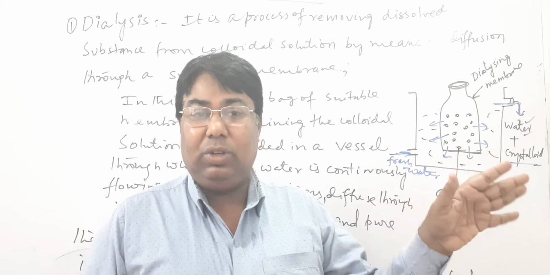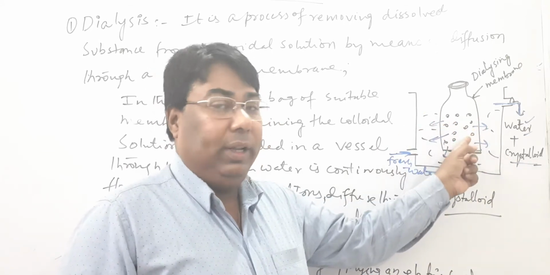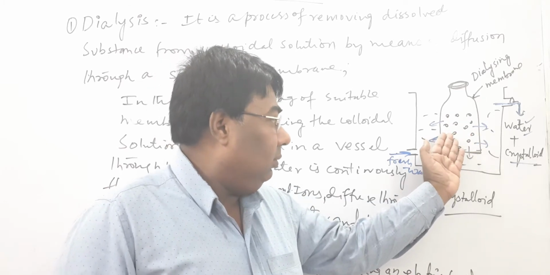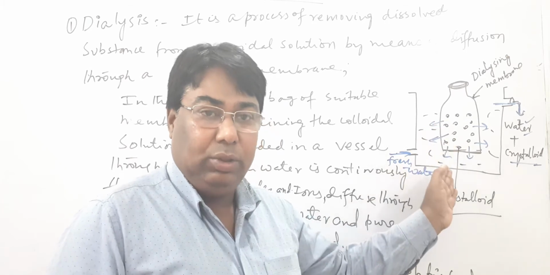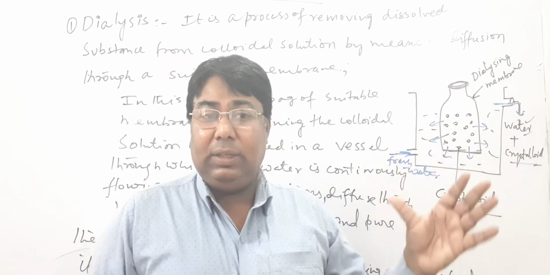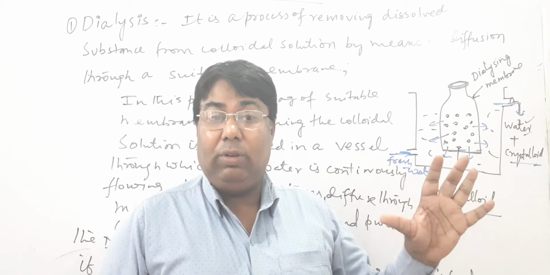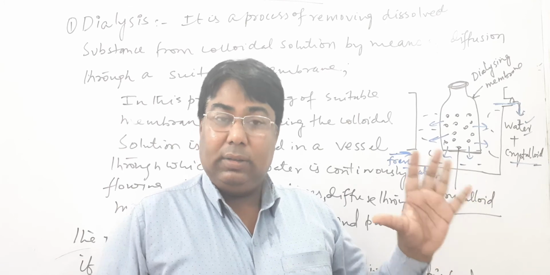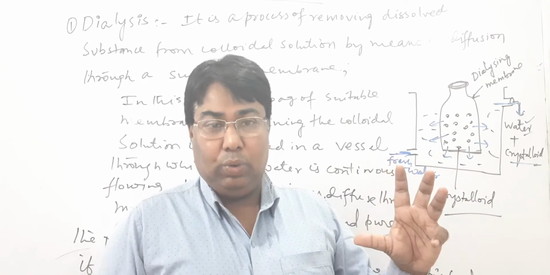Dialysis process is based on diffusion. Flow of impurities or crystalloids takes place from higher concentration to lower concentration. So they come into the fresh water, and then they are easily removed. These techniques are used in the purification of blood in the case of kidney failure. Same technique is used, and the dialysis process is quite slow.